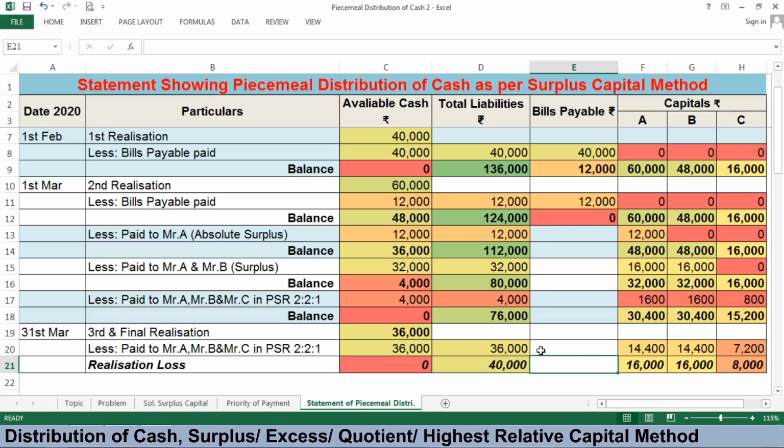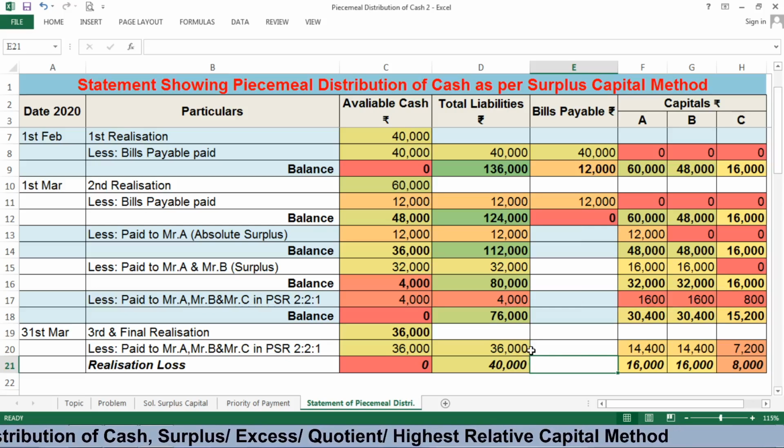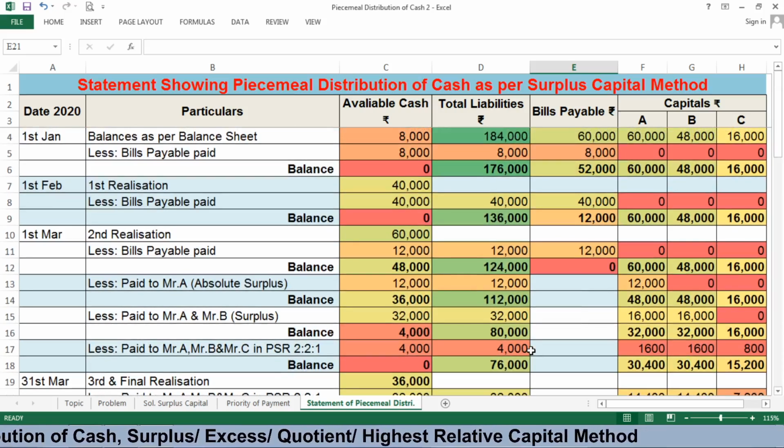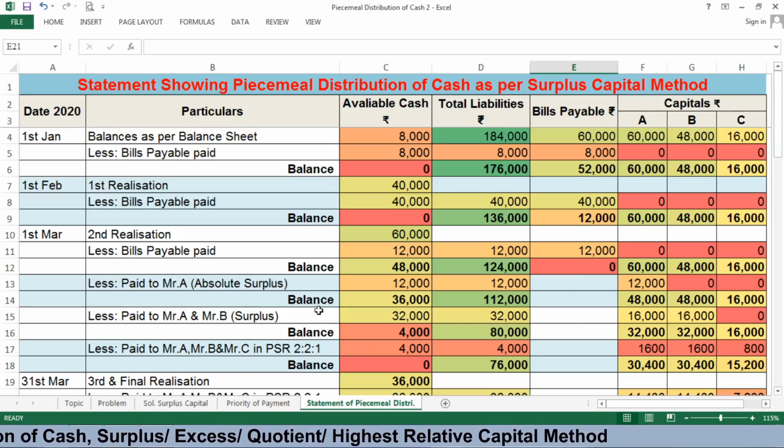So with this, I would like to say thank you. I hope all of you understand this example, which is a very easy solution for any first-year BCom student. In short, I will recap the whole example.